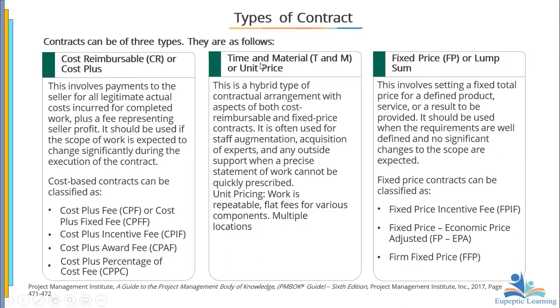The slight difference between time and material cost is that, for unit pricing, we are looking at flat fees for various components. In other words, there may be a lot of projects that are being done, but there is going to be a flat fee because there are things that are very similar amongst them.